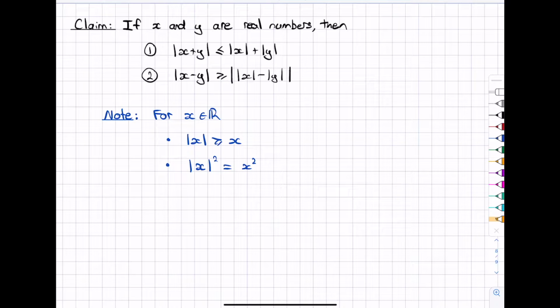Now I do want to reinforce that these are only true for x a real number. If x was a complex number, these are not true. Firstly, order has no meaning in complex numbers, so we can't say something is larger than something else. And also this would just be false in some cases for complex numbers. Okay, all right, so now let's get into the proof.